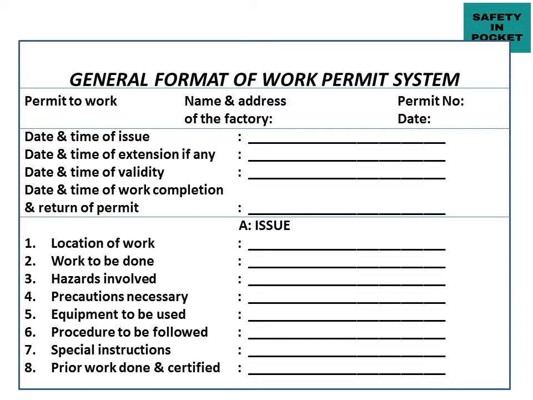Equipment to be used: whatever equipment is necessary for this work should be mentioned here. Procedure to be followed: in which procedure the work will be carried out should also be mentioned here. Special instructions, if any, should be provided by the issuing authority and written here. Prior work done and certificate: before any work is done, or if any certificate is available, that should also be mentioned.